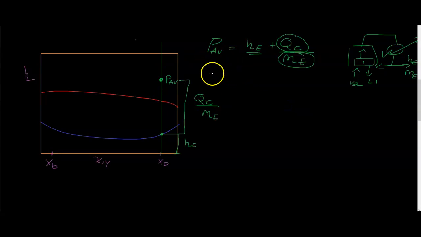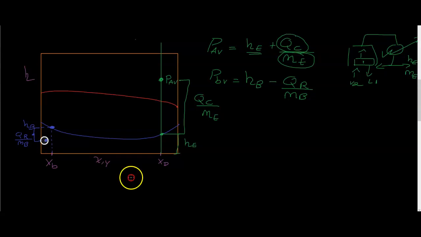Doing the same at the bottom, we will have something like this. It's going to be H of the bottom, let's say bottom with B, minus Q of the reboiler over M of the bottom. So basically, at the bottom you will have boiling liquid. That's quite normal. You know this value, which is HB, and from this one you can subtract QR over MB, and you will get it right here.